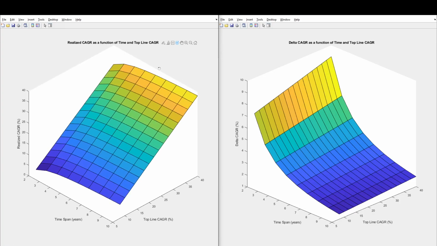And so if we just want to take a couple points to talk about, and we'll see that when you're down here, okay, so it says your time span was 10 years and your top line compound annual growth rate was 10%, but your realized compound annual growth rate after the 12.5% market fee was only 8.54%. And so that gets into what we're seeing over here, which if we come into the same point on the plot, we'll see that that's a difference of 1.45%. So what I've done for the delta compound annual growth rate is I've just taken the top line and I've subtracted the realized from it.